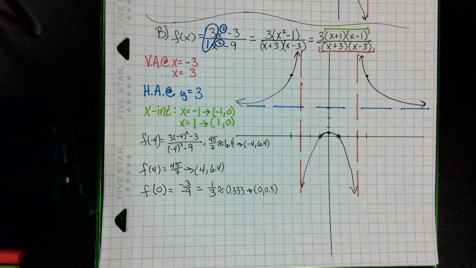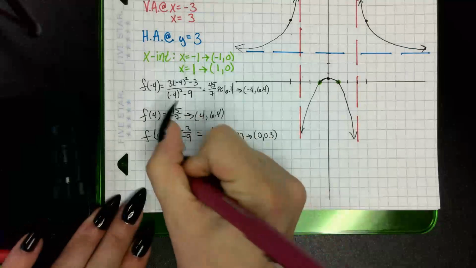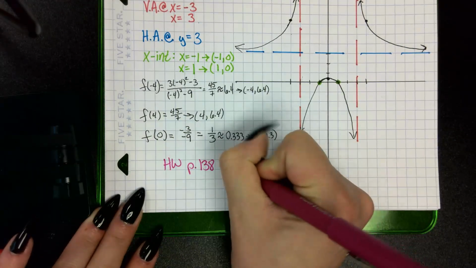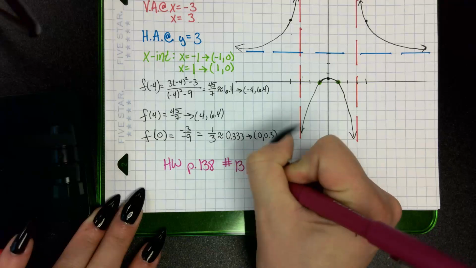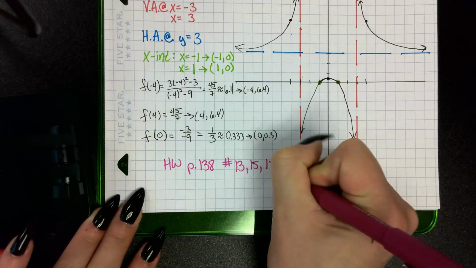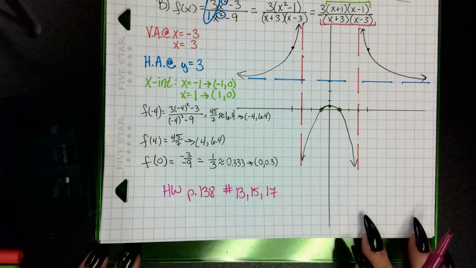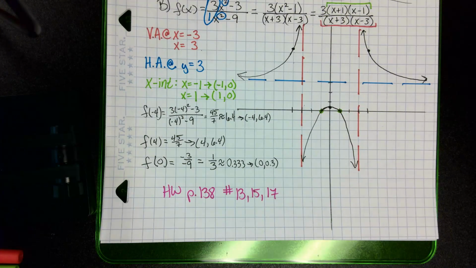All right, so your assignment today, I made it really short for you. It is page 138, numbers 13, 15, and 17. You're doing these with no graphing calculator. Graph them by hand the way I just showed you.